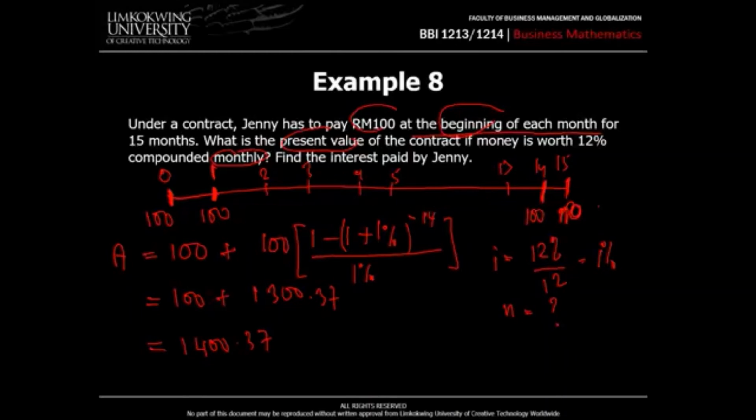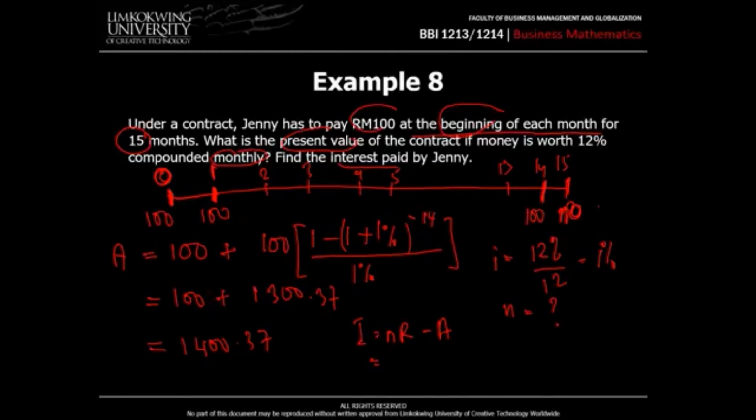Okay. Then the question wants you to find the interest earned or interest paid by Jenny. So interest paid is I equal to NR minus A. So what is N? 14. No, N is 15. So a bit tricky here. N here is 15 because it's mentioned for 15 months. Just now, because the formula starts here, the formula does not start at 0, it starts from 1. So that's why we have to add 100.